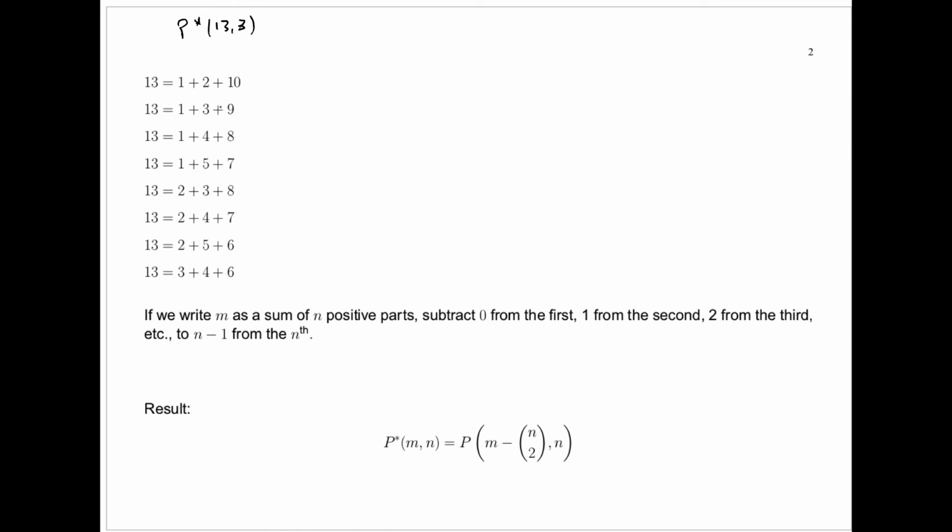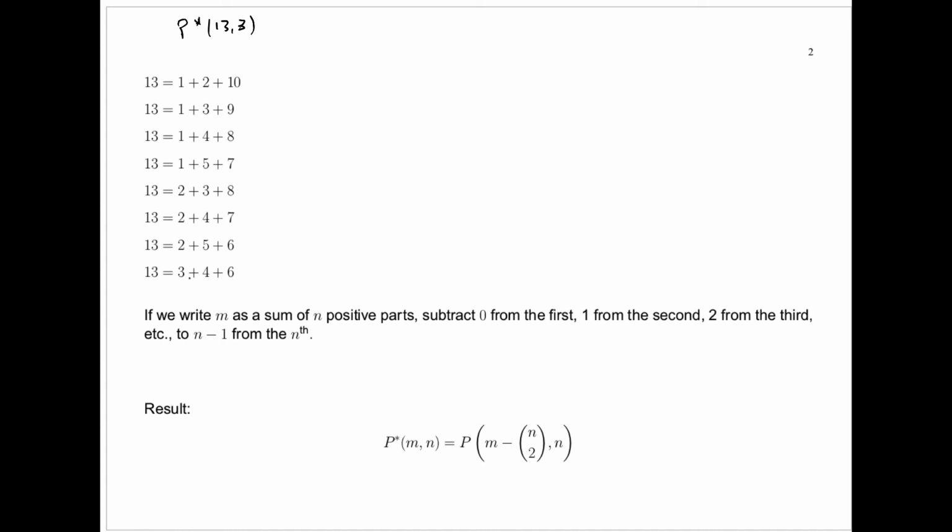That was only 3. But here, if we write down all the different ways of writing 13 as a sum of 3 distinct integers, we can start with 1, 2, and 10, or 1, 3, and 9, 1, 4, and 8, 1, 5, and 7. We couldn't do a 1, 6, and 6, because those two are not distinct. So then we could start with a 2. And we could have 2 plus 3 plus 8, 2 plus 4 plus 7, 2 plus 5 plus 6. And that's all the ways of starting with a 2.